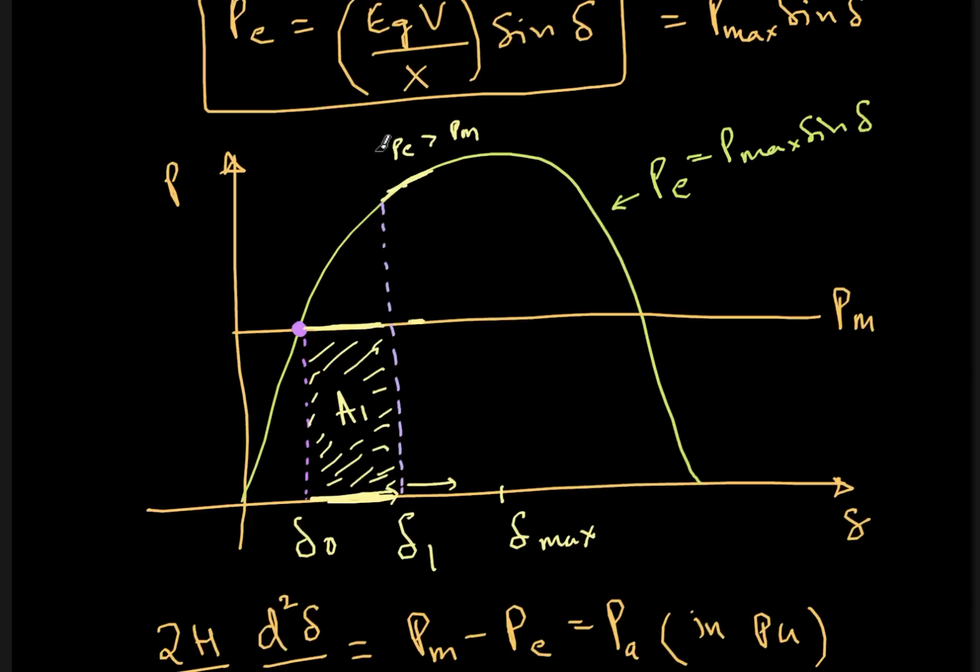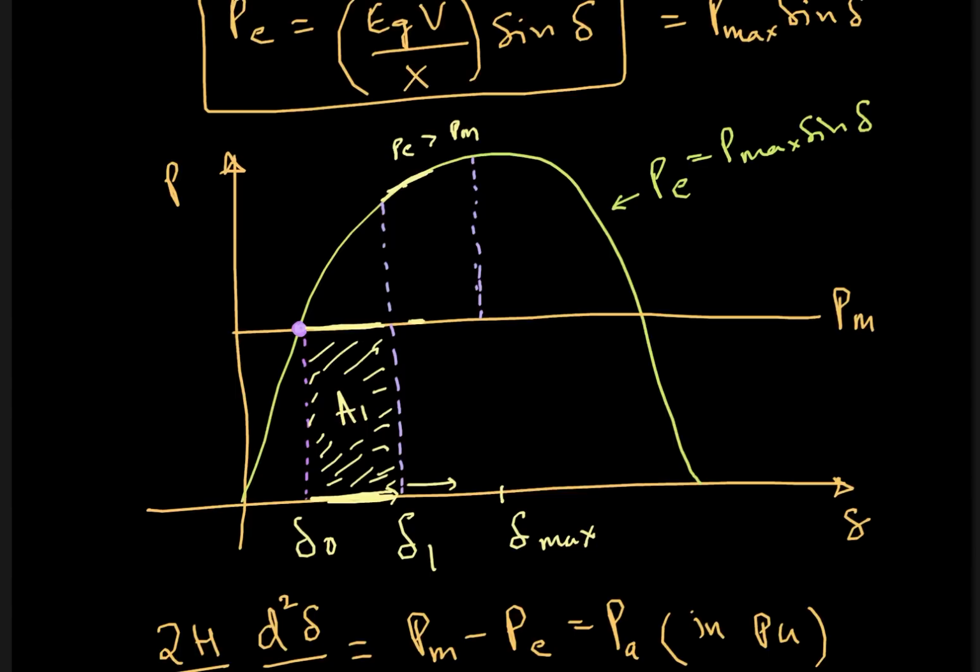Since PE is more than PM, the accelerating power is negative. That means the rotor is actually decelerating. So it cannot go on forever. There will be some maximum point it will reach, and after reaching that maximum point, the machine will come back to its original point after a few oscillations, assuming that the oscillations are going to be damped because of some friction or some losses and so on.